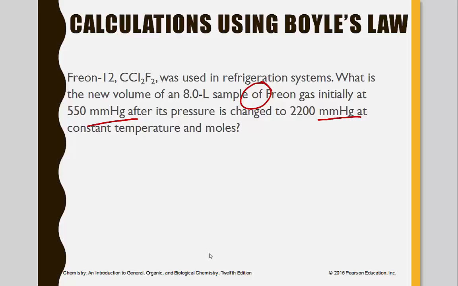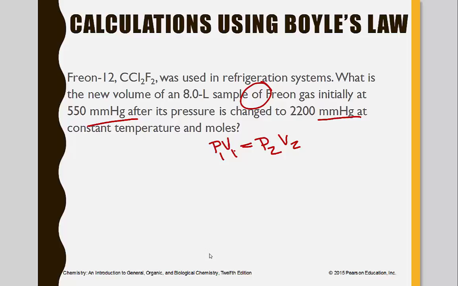Alright, so the equation is going to be P1V1 is equal to P2V2. The reality is, it doesn't matter which is the ones and which is the twos. What really matters is what stays together.